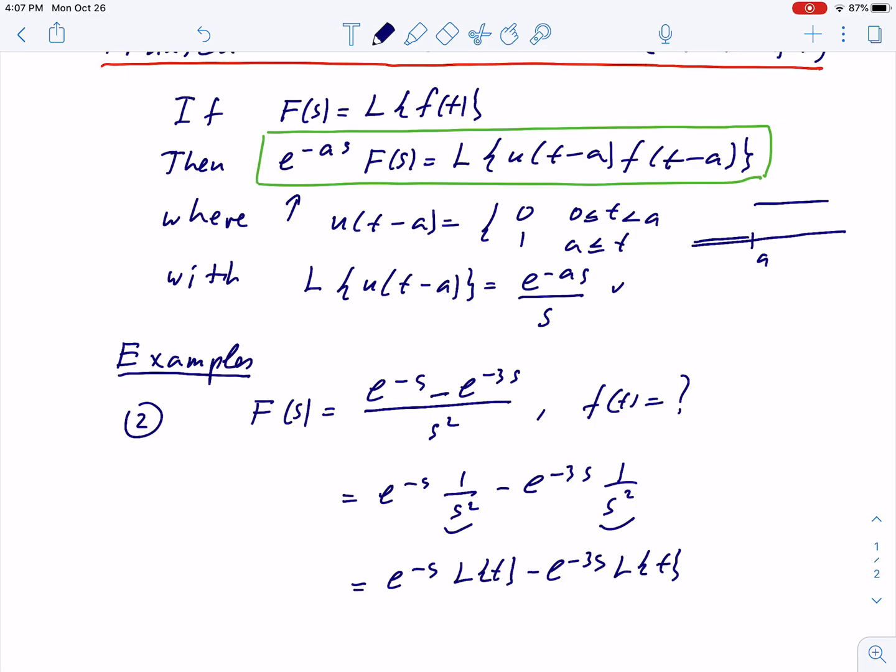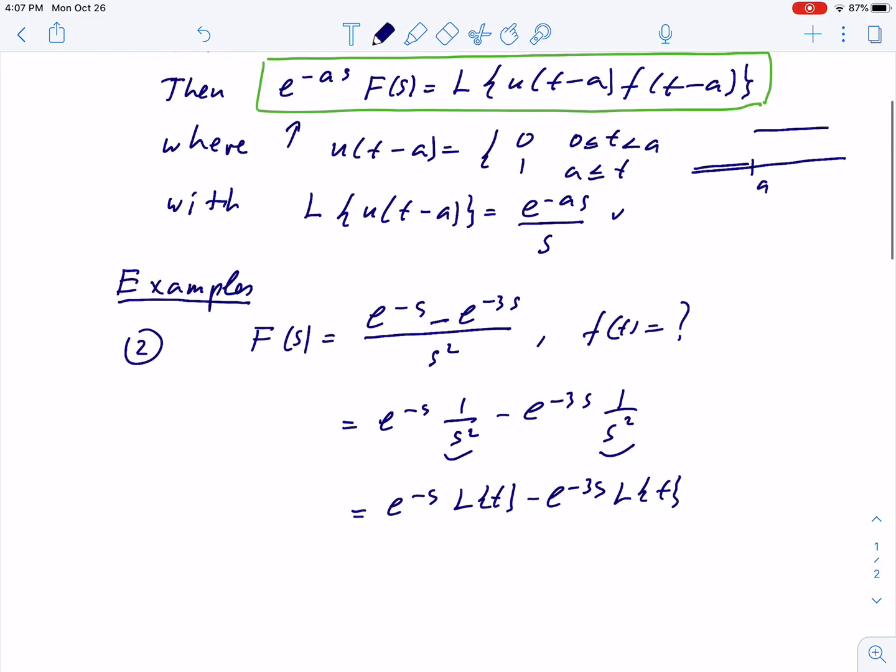And here we are ready to use the t-shift formula. Multiplying the image by exponential reflects in shifting the variable t and multiplying the original by the step function. So this will be Laplace transform of u(t minus 1). In the first case, a is 1. t minus 1, shifting t. This is the first term, minus Laplace of u(t minus 3) times (t minus 3), shifting t by 3.